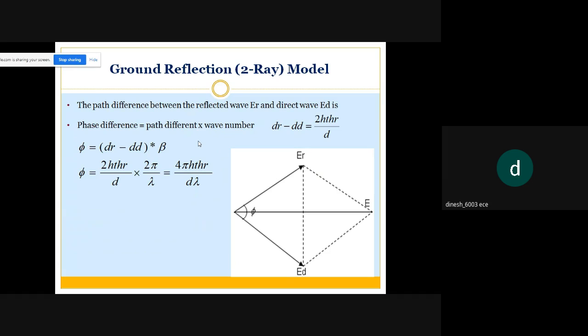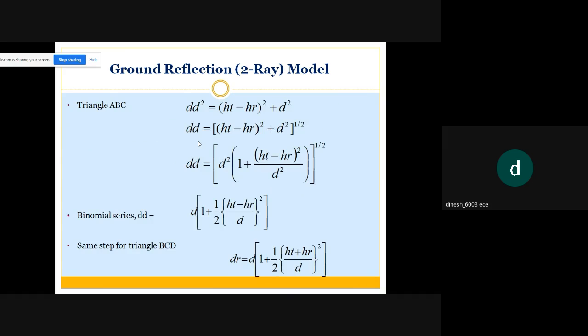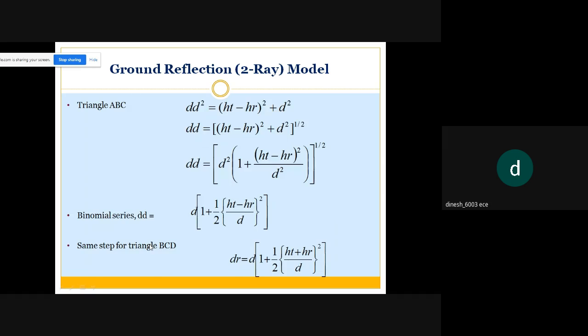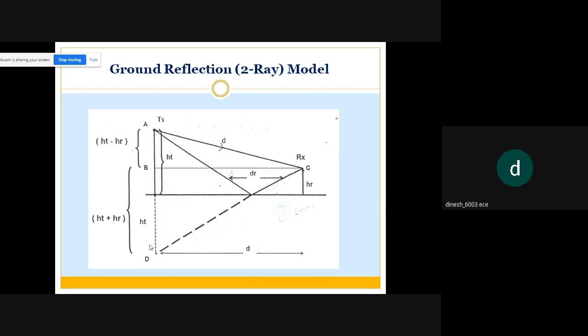You can see triangle BCD, which is an exact replication. So for BCD, d_r is equal to D times (1 plus half of (HT plus HR) divided by D the whole squared). Why? Because the wave is being reflected. Okay, from here reflection occurs.